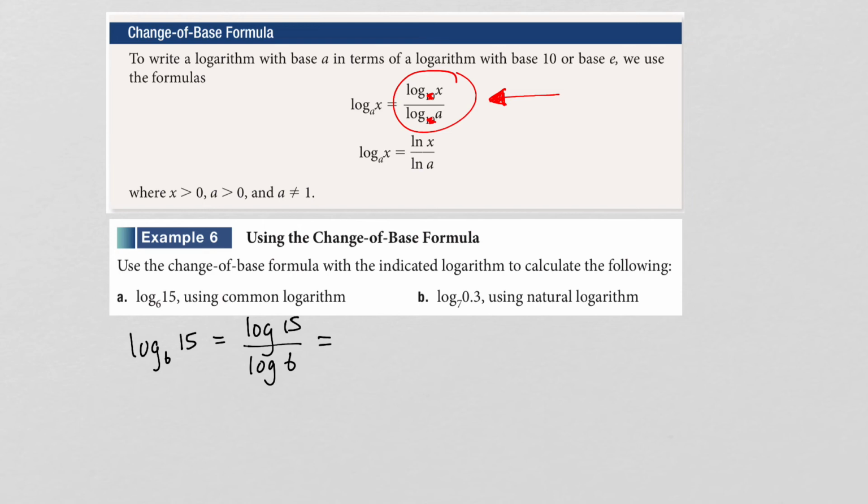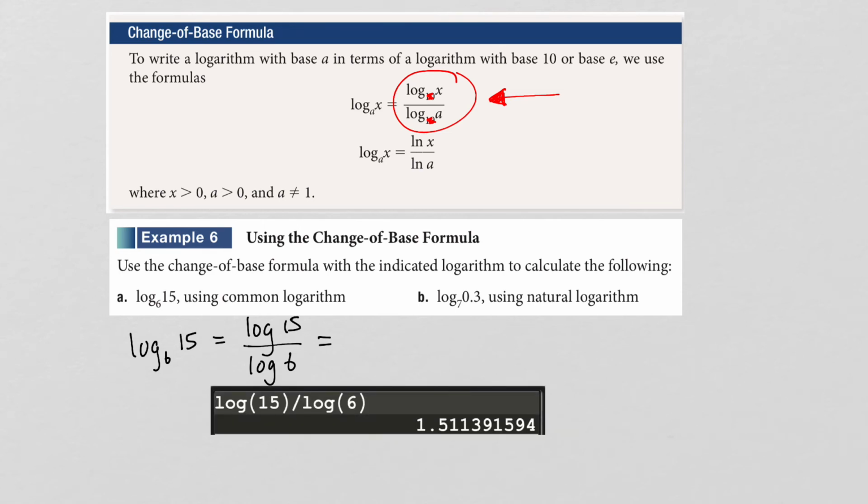We can type this into our calculator. And when you type this into a calculator, you can see that you get the result that we have down below here. And we'll round this to 4 decimal places. That's the typical rounding that we use. So this is approximately equal to 1.5114.